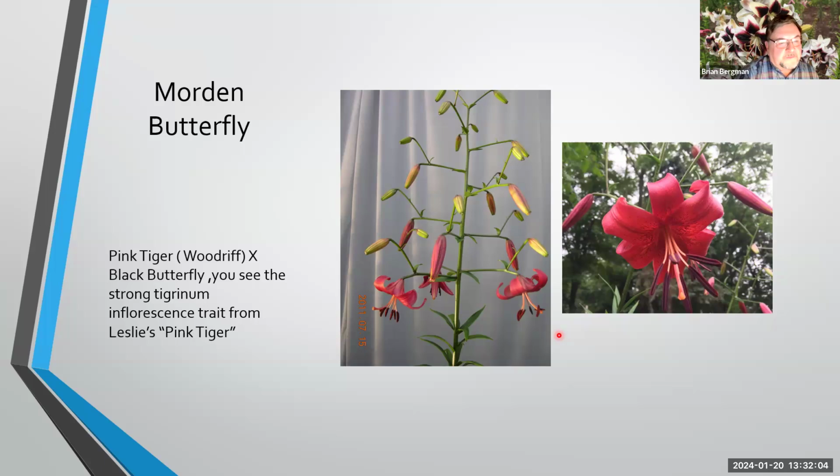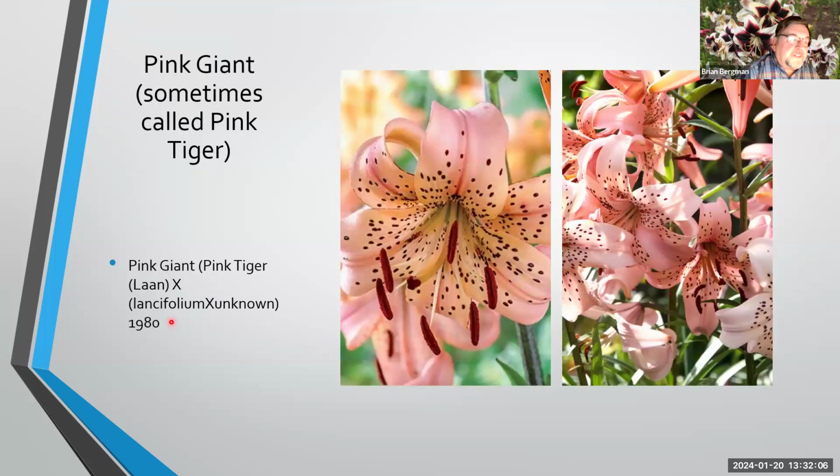Next slide. And here's pink giant, or what they call pink tiger now. Pink giant is what is hybridized by the Dutch. It was a pink tiger from the Dutch crossed with lancifolium, cross unknown. This is what you see today. This is called pink tiger or pink giant. They just called everything tiger that was not an up-facing lily.